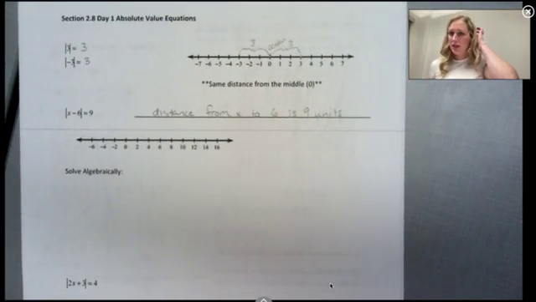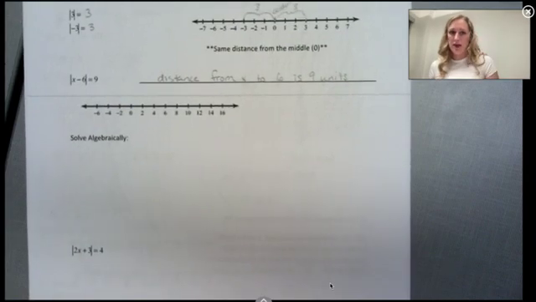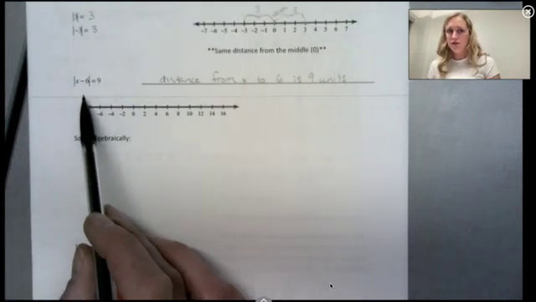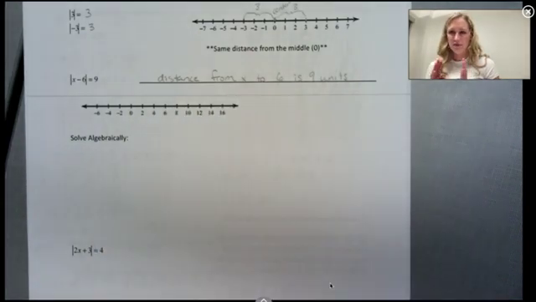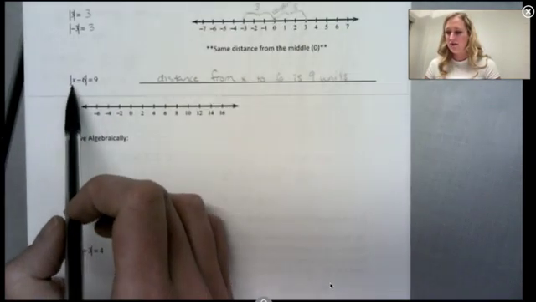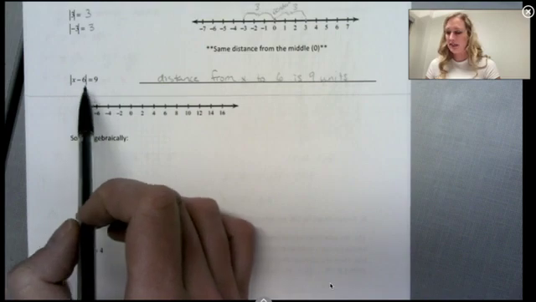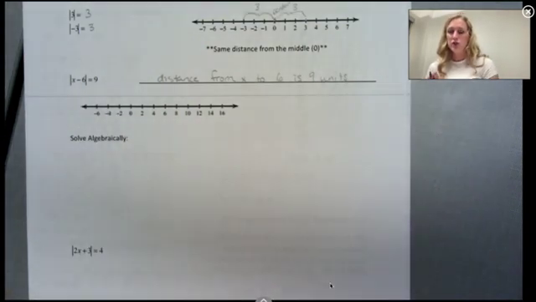Okay, so now we're going to look at what happens if we have something besides just a number. We have an expression. What this means is the distance from x to 6, that's the difference, that's why they're subtracting. The distance from x to 6 is 9 units. So we know that can be 9 units to the right or 9 units to the left.